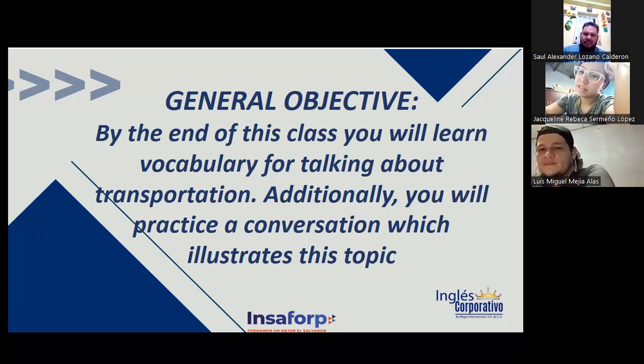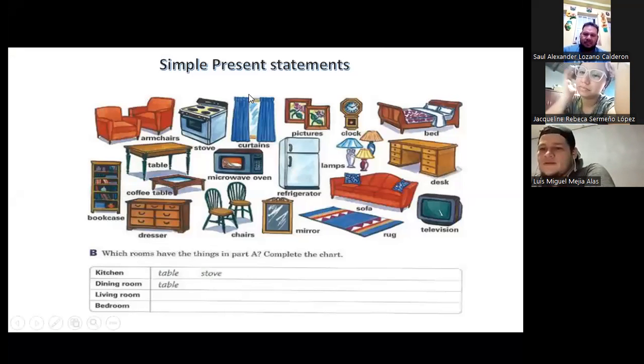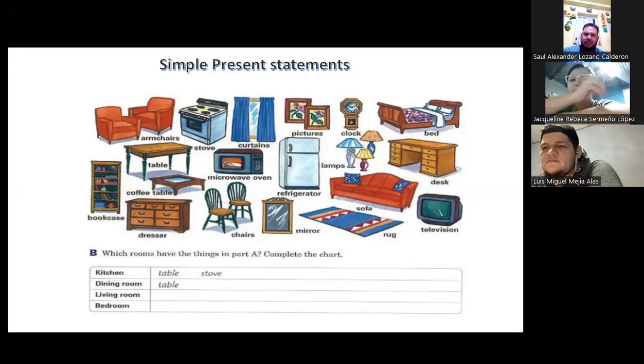Look at this. And we have some stuff. This is what we call in English, furniture. This is what we call furniture, right? So we have different kinds of vocabulary related to articles and things at home. Y vemos ahí algunas cosas que nosotros tenemos en nuestra casa, right? Y vemos ahí hay diferentes nombres de cada uno de estos. Look at that.